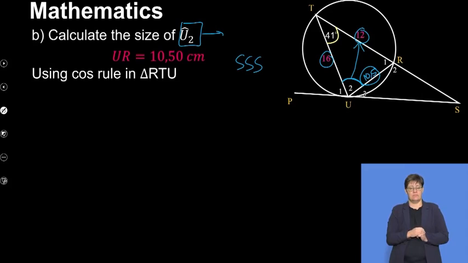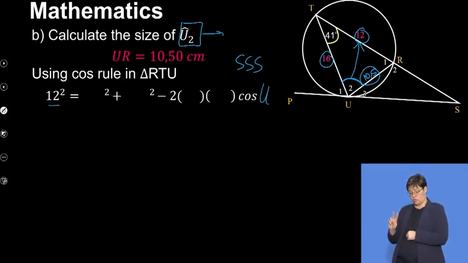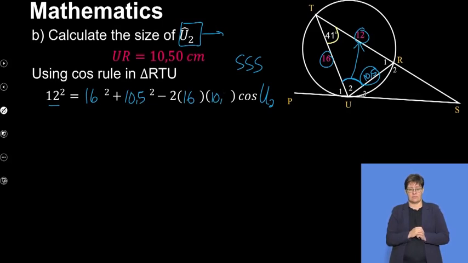Okay, so we're going to write our cos rule out. We start with 12 squared, because we want the side across from angle U2. Which other sides do we put in? The other ones that we haven't used. So we have 16, and then 10,5, what we found earlier, and again 16 here, and again 10,5 in here. Now remember, we're solving for U2, so we're going to have to do some algebra to make cos of U2 the subject of the equation.